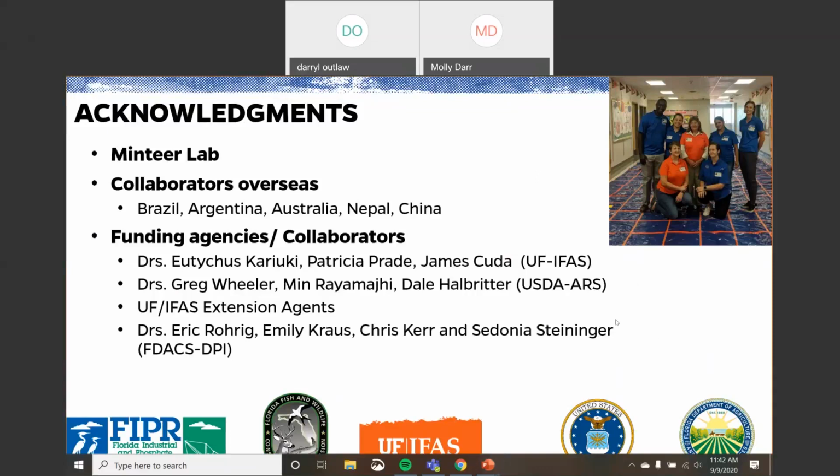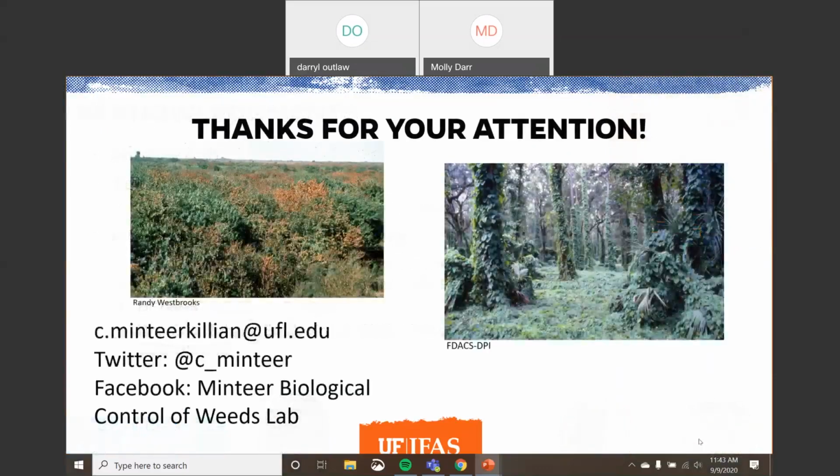And then also the funding agencies, as well as collaborators at UF, collaborators at USDA, UF IFAS extension agents. There are too many to list, and I didn't want to accidentally leave anybody out. So they know who they are. They have made this work, especially getting these insects released out into the landscape, so much easier. And then our collaborators at the Florida Department of Ag. All right, next. Okay. And we have come to the end.